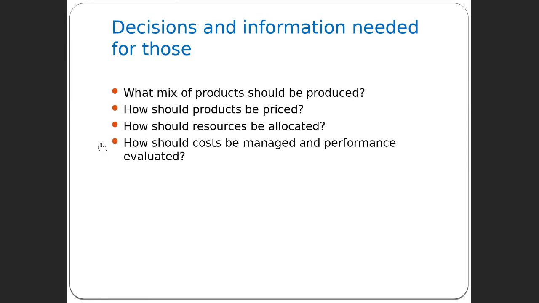And then we have how should costs be managed and performance evaluated, right? How should costs be managed and performance evaluated? Again, all of these costs that we have discussed, direct labor, indirect material, overhead, fixed and variable costs, just think about the number of items that go into production, the number of different types of raw material that go into producing a Land Cruiser, the number of screws, the number of different types of items, and the waste that can happen if you're not careful.